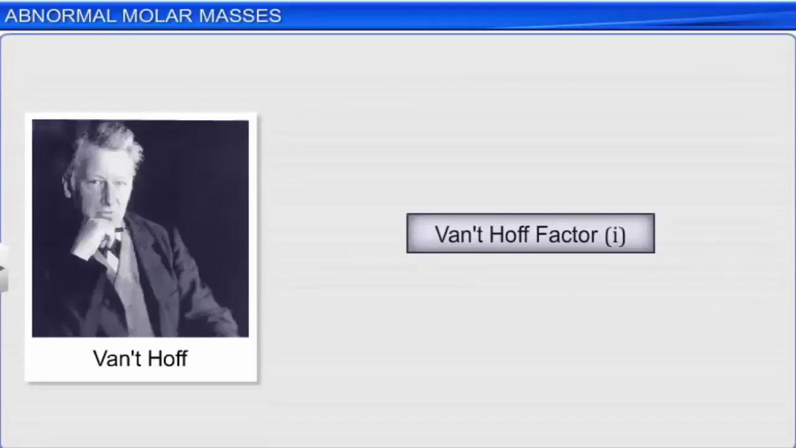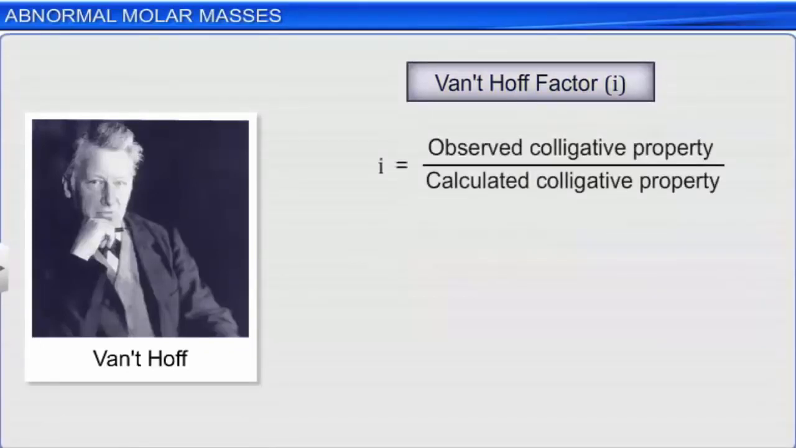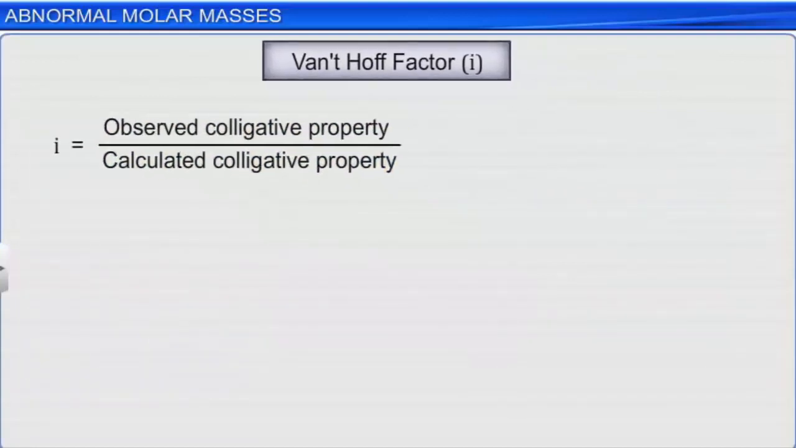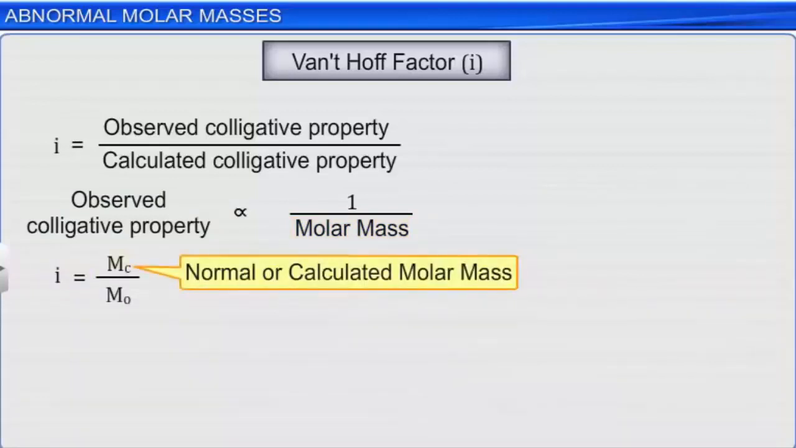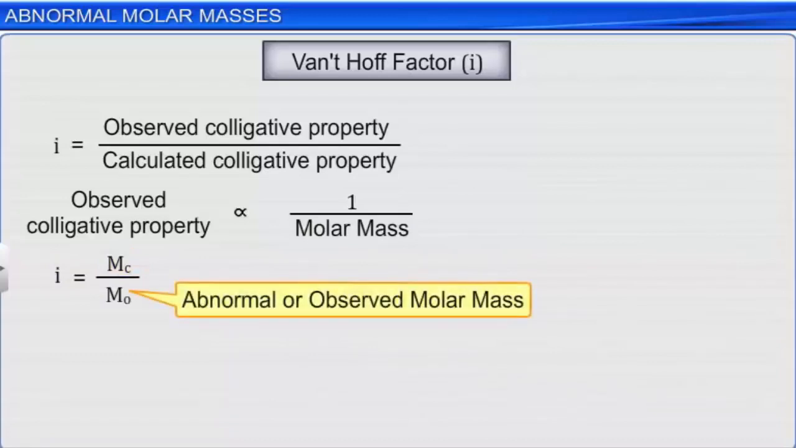Quantitatively, van 't Hoff's factor i is defined as the ratio of the observed colligative property to the calculated colligative property. Thus, the expression for i can be written as i equal to the observed colligative property divided by the calculated colligative property. Now, since colligative property is inversely proportional to molar mass, i in terms of molar mass becomes i is equal to normal or calculated molar mass Mc divided by abnormal or observed molar mass Mo.